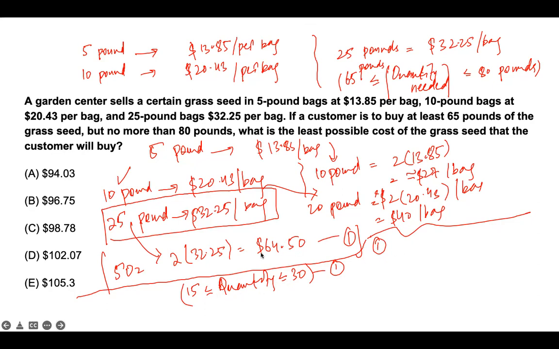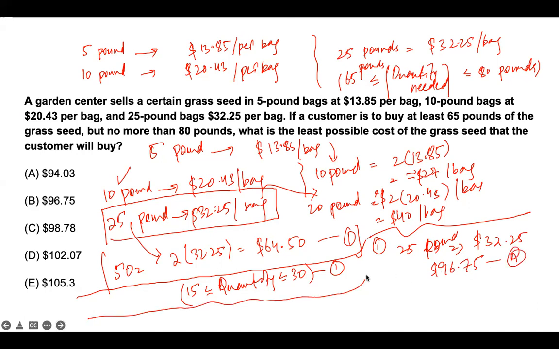The first case is if I choose another 25 pound. So that will be another 32.25. And if I add this 64.50 and 32.25, this is 96.75. This is the first scenario.